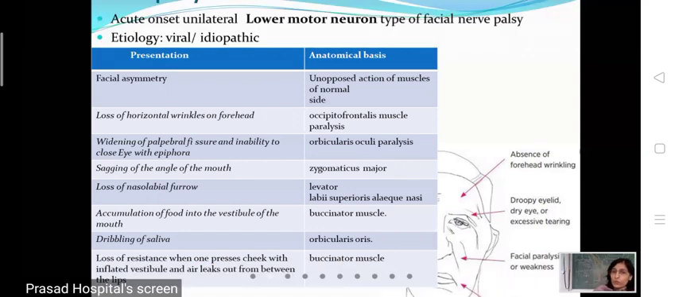Then there is accumulation of food in the vestibule of the mouth. When the person chews the food, the food accumulates in the vestibule of the mouth because of the paralysis of the buccinator muscle.